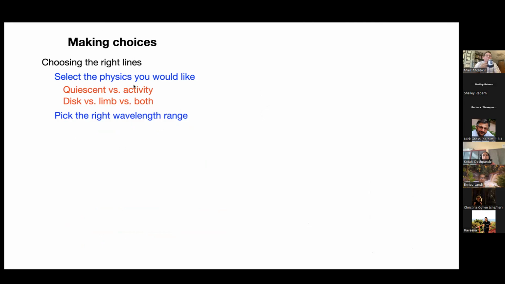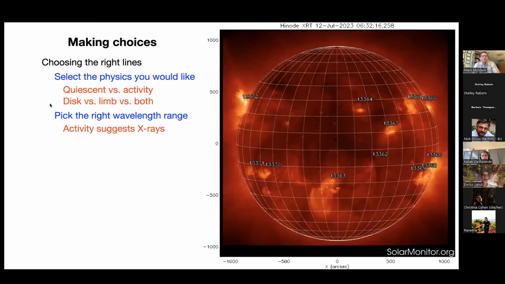Then once you choose, say, for example, I want quiescent, so I can see the extreme ultraviolet, or I want activity, better going to the X-rays or some other type of extreme ultraviolet. I need to pick the right wavelength range. Normally, activity suggests X-rays because radiation there is formed by ions which go from iron 17 up, so something which is formed beyond 5 million degrees mostly.